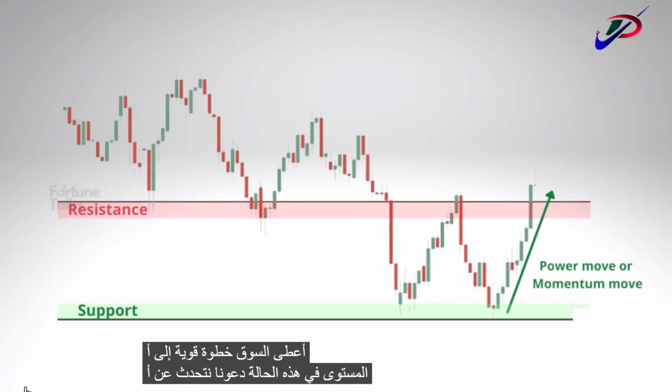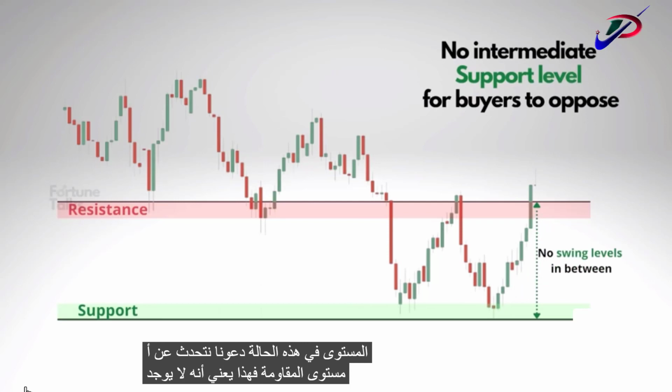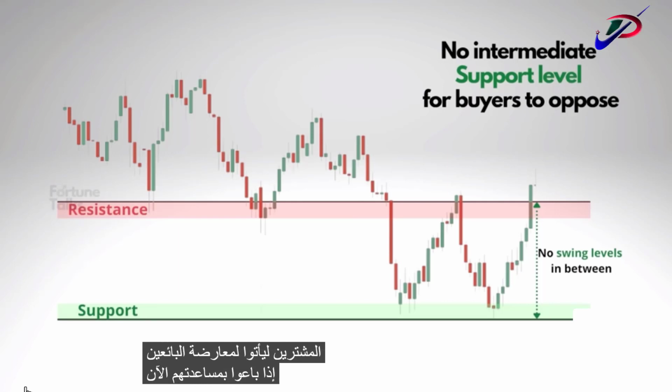Now what happens when the market has given a power move into a level? In this case, let's talk about a resistance level. It means that there are no intermediate swing levels to support these higher prices, or there are no obvious levels for the buyers to come in to oppose the sellers if they sell at the resistance.